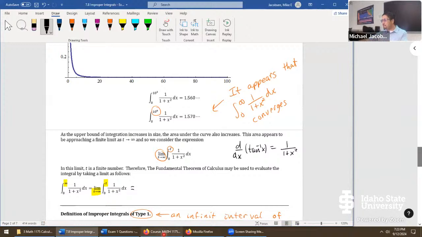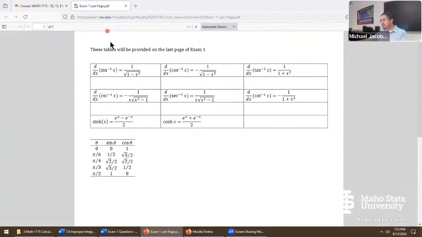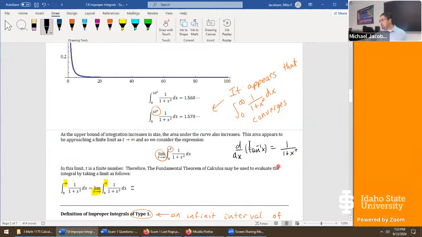And just to pause right here, by the way, that's also why the last page of the exam includes this kind of stuff. Because it might be hard to spot that a 1 over 1 plus x squared is tangent inverse until you just use it a whole bunch. By the end of the course, that's going to be like second nature. But some of these take a while to really memorize, like that one or that one, for example. So this one just turns into a tangent inverse.